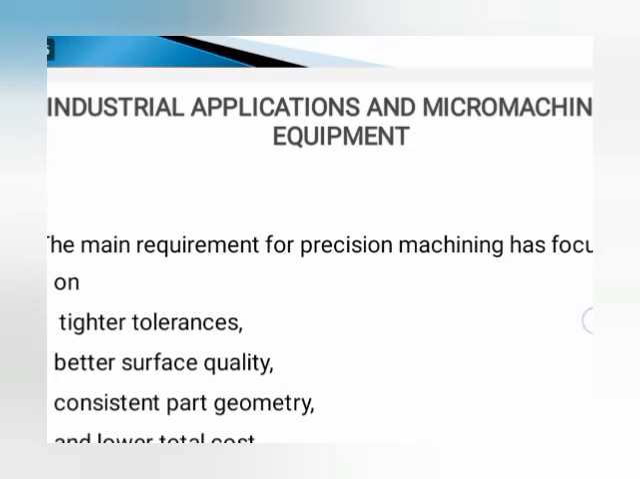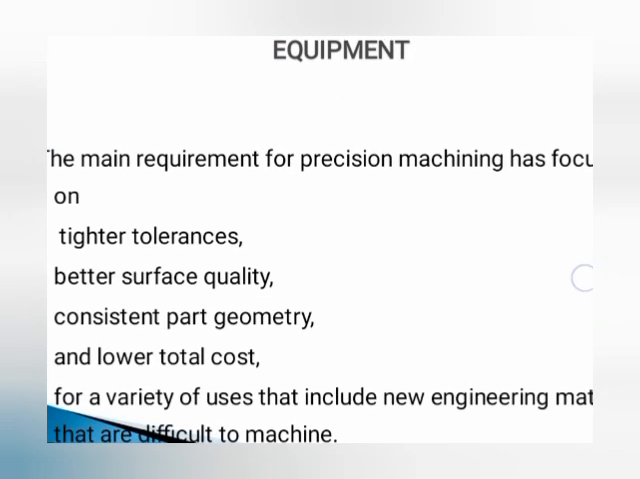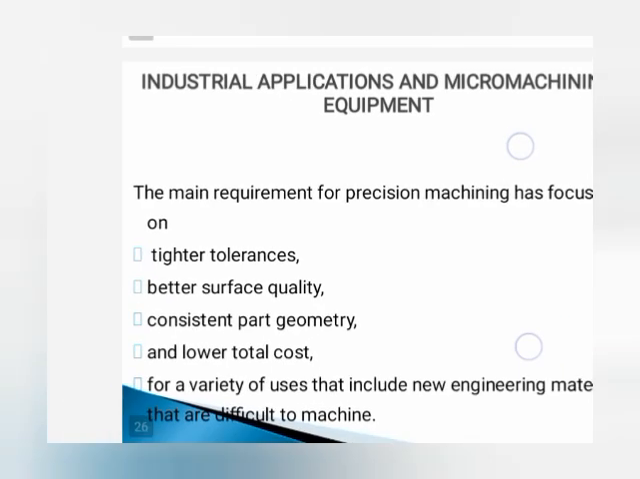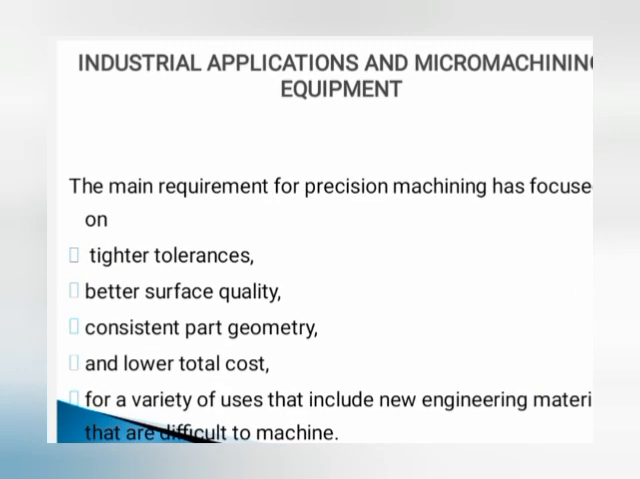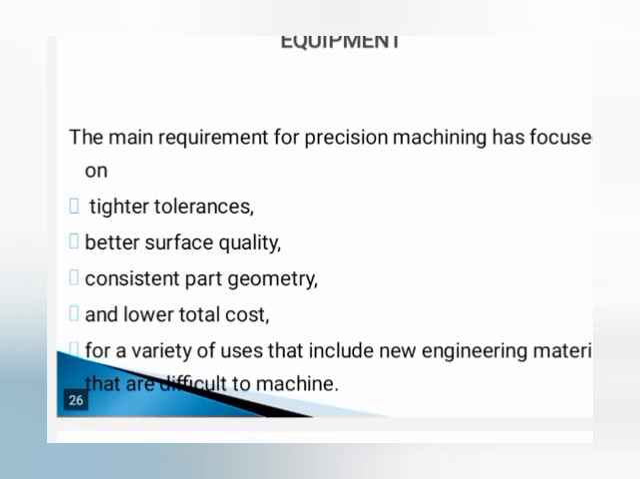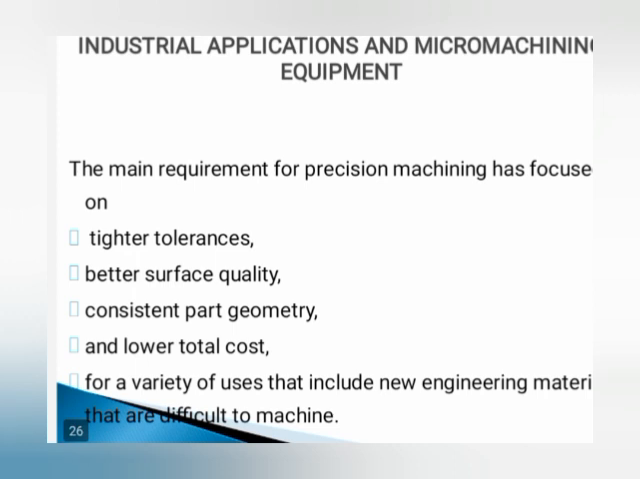Industrial applications of micro machining equipment. The main requirement for precision machining has focused on tighter tolerance, better surface quality, consistent part geometry, and lower total cost for a variety of uses that include new engineering materials difficult to machine. So why do we go for industrial applications in this area? Tighter tolerance, better surface quality, consistent part geometry.